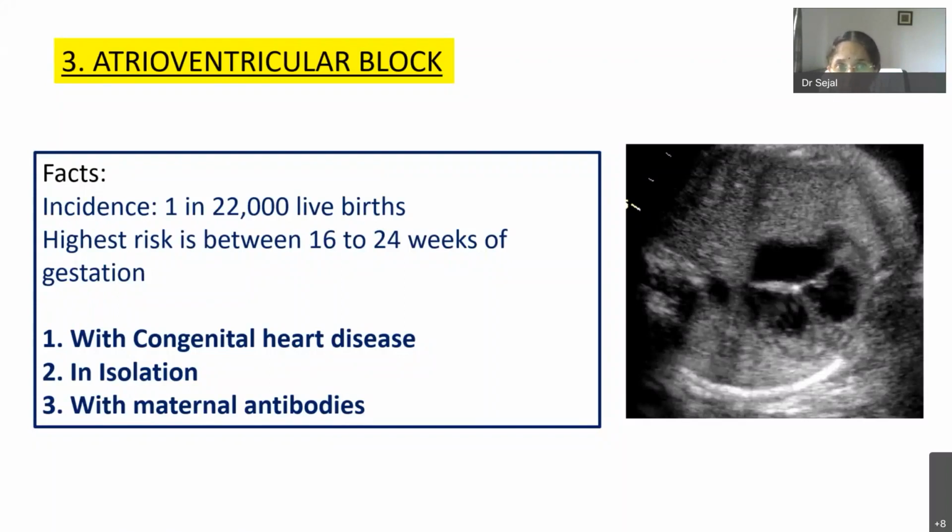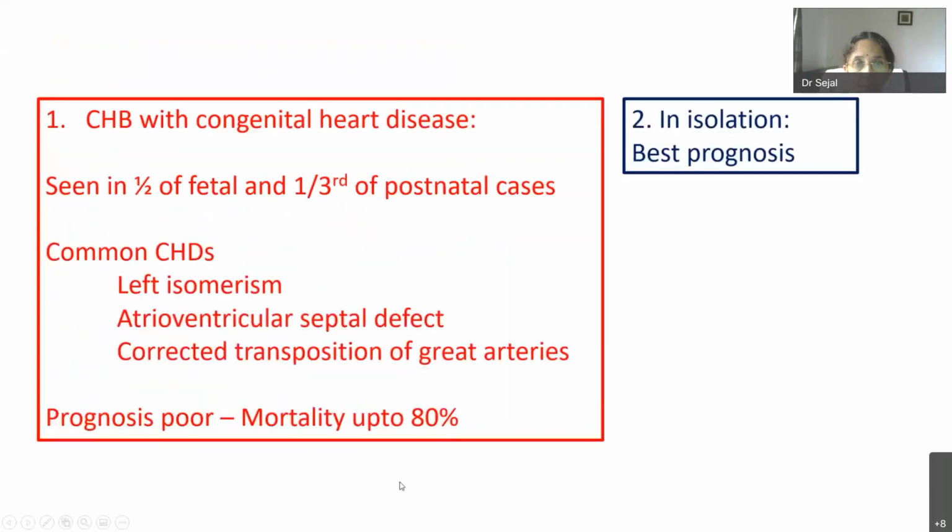The possibility of AV block can happen with maternal antibodies, as we discussed, but it can also happen in isolation or along with the structural heart disease. The first and the second possibility is much less compared to the third. Now, if it is happening with a congenital heart block, structural heart disease, then what are the heart diseases you would want to rule out? The most common would be atrioventricular septal defect. The second would be corrected transposition or left-sided isomerism.